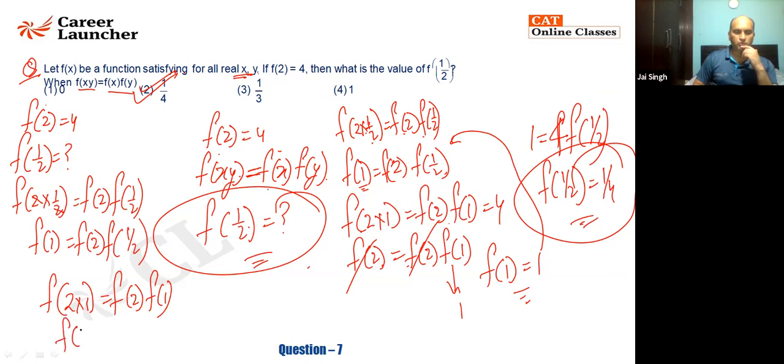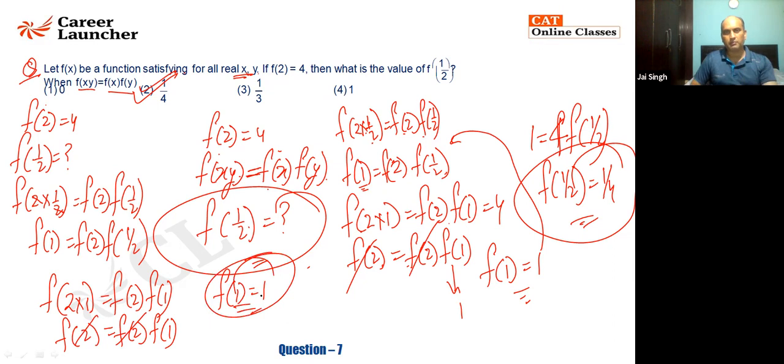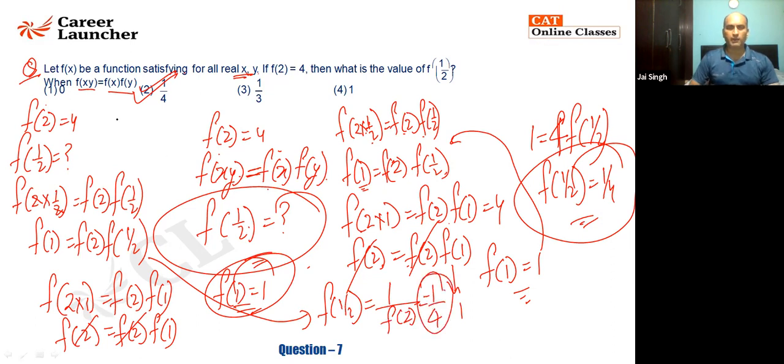So 2 ones are 2. That is f2 into f1. This gets cancelled out. f1 is equal to 1. Kahani khatam here. So f1 is coming out to be 1. Once you know f1 is equal to 1, your whole problem has been sorted out. So f of half is equal to f1, which is 1, upon f2. How much is f2? f2 is 4. Answer is 1/4. Your answer is option number 2. Is it clear, everyone?